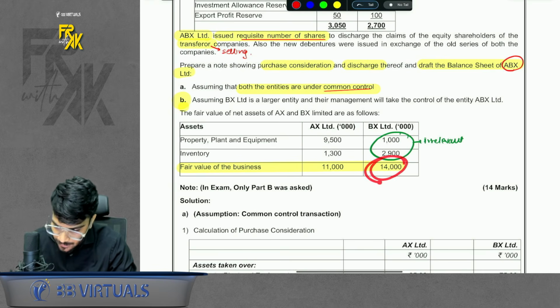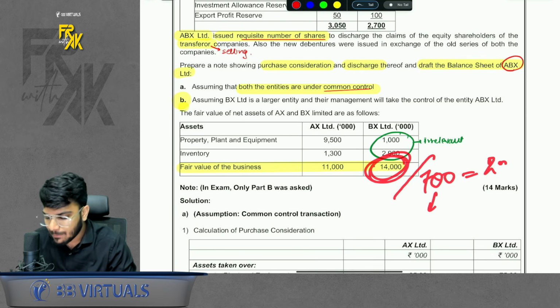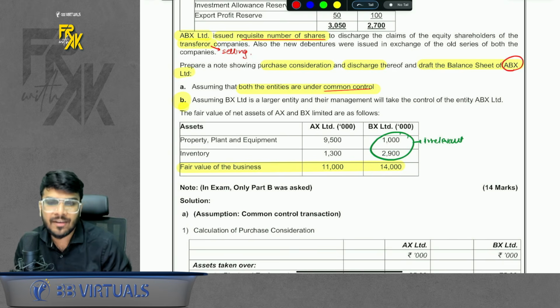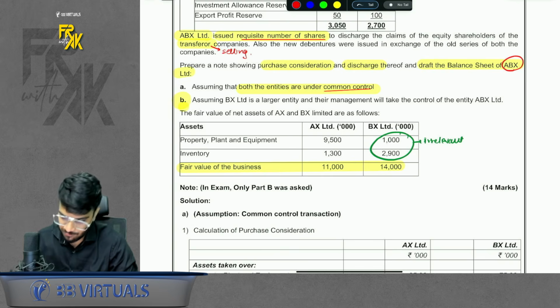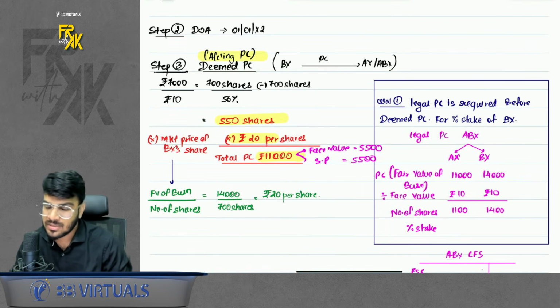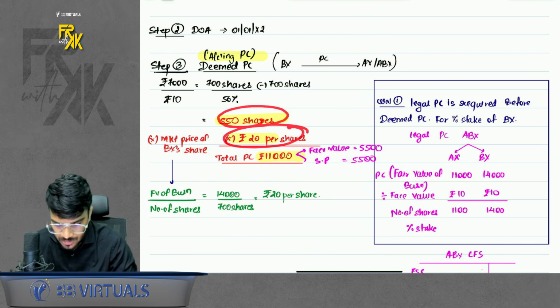How come? If you have the fair value of business, divide it by the number of shares, you will get the market price of each share. This you do in AFM also, but I'm assuming you don't know AFM anyways. So fair value of business divided by the number of shares, you can also get the market price of BX Limited share. So 550 shares multiplied by rupees 20, you will get the PC.